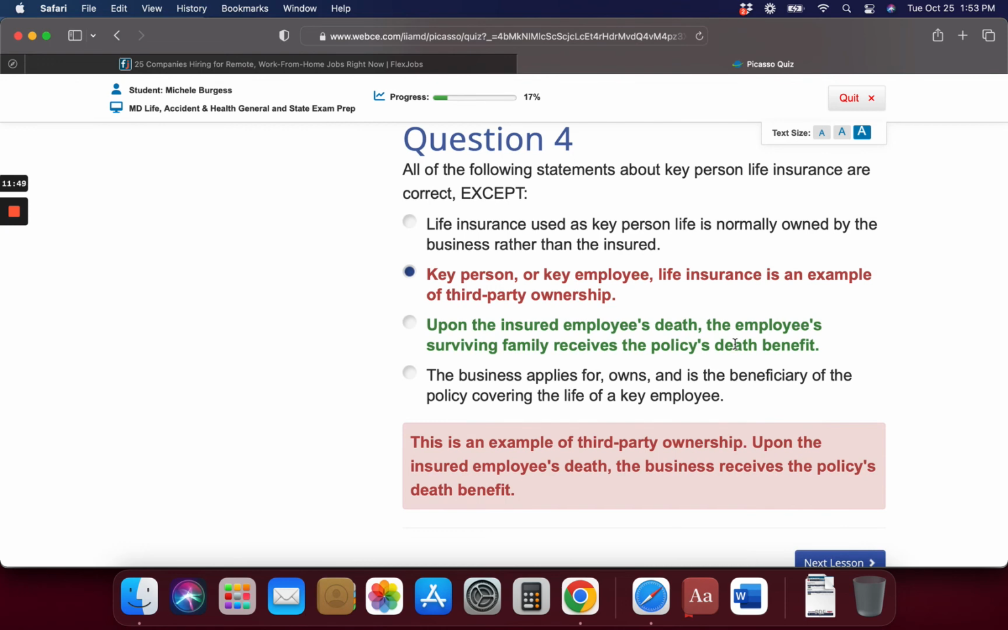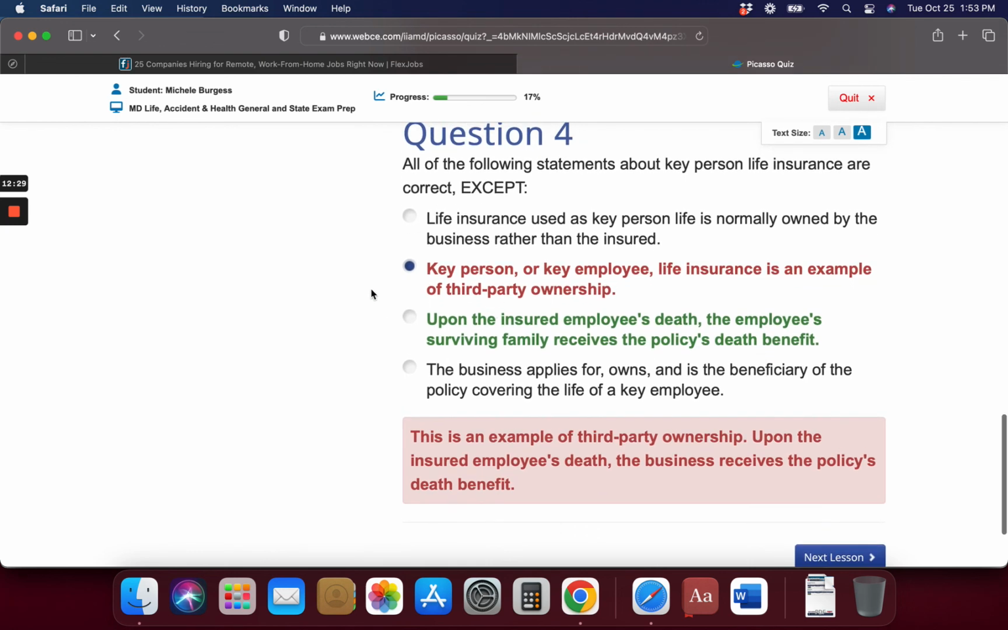Alright, so question 4. Key person life insurance are correct except which one? Upon the insured employee's death, the employee's surviving family receives the policy's death benefit. So the surviving family of the employee does not receive the death benefit. And this is true regarding key person life insurance. That was super confusing. The insured employee's death, whoever the employee is, their family does not receive any of the policy's death benefits.